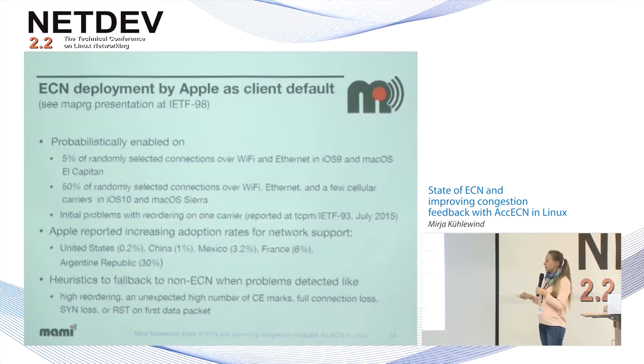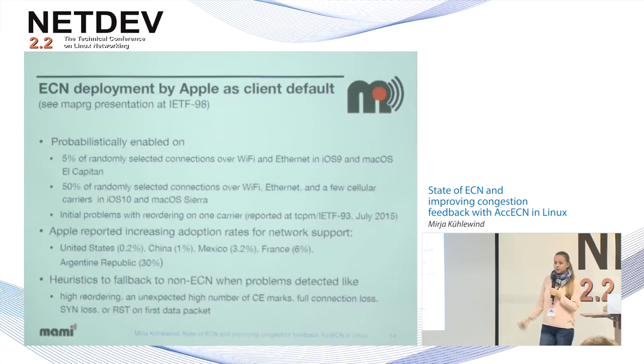What happened in the meantime is that Apple is trying to deploy ECN. In iOS 9 and 10 and macOS Sierra and El Capitan, they randomly select a certain number of connections and enable ECN on them. Initially it was only 5%, but now it's like 50% of all connections. If you have a Mac, it already tries to use ECN.